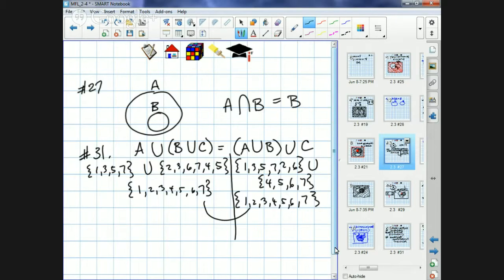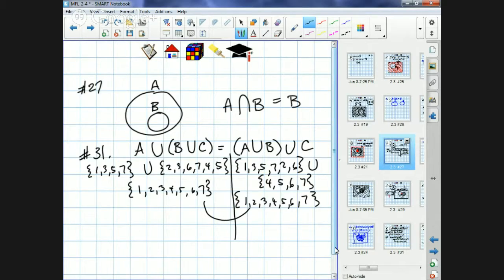27 then. A intersect B. That's just a circle within the circle, equals B. Yeah, I said that because where do A and B overlap? They overlap inside of B. And then 29, A intersect B. It's the same deal. It's A inside of B. That one I got. Okay.